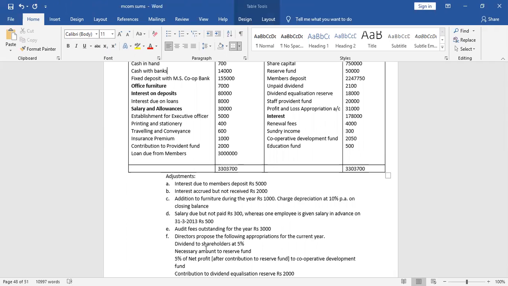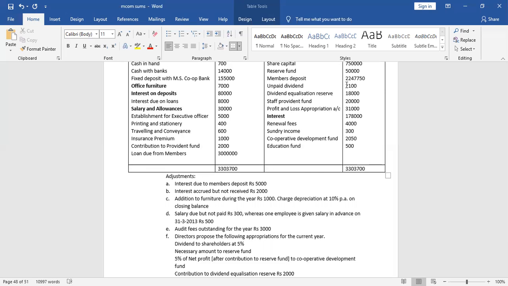डिविडेंड कैसे कैलकुलेट करना है? शेयर कैपिटल जितना भी है उसका 5% डिविडेंड किस पे देता है? शेयर कैपिटल पे मिलता है. बट पे किधर से होता है? एप्रोप्रिएशन से. Dividend is paid through the profits but calculated through the capital.